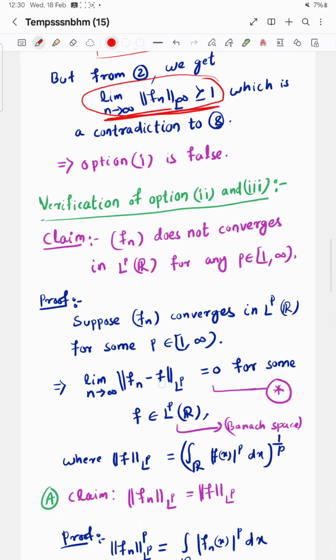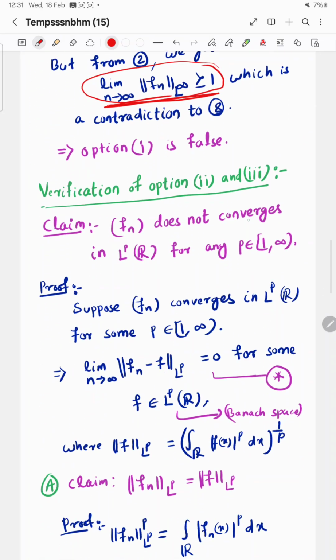Our claim is that f_n does not converge in L^p for any p belonging to 1 to infinity. How can you prove it? It is also proved in the same way by a contradiction argument. We will assume that f_n converges to some function f in L^p space for some p. Suppose for some p it is converging, but then it will give a contradiction, which implies it does not converge for any p.